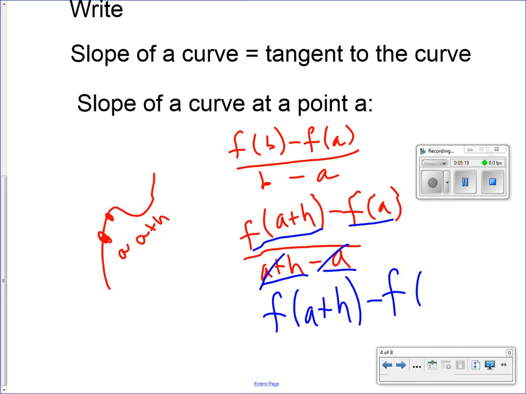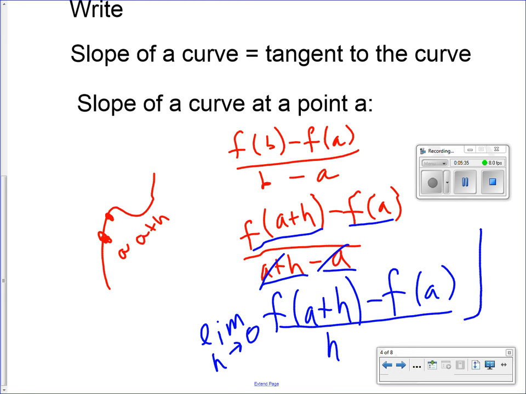And ideally, we'd love it if there was no space between those 2 points, because if there was no space between those 2 points, I would have the tangent line. I want h to be 0. I can't actually get there, but I can get really close if I say the limit as h approaches 0. This is how you find the slope of a curve at some point A.